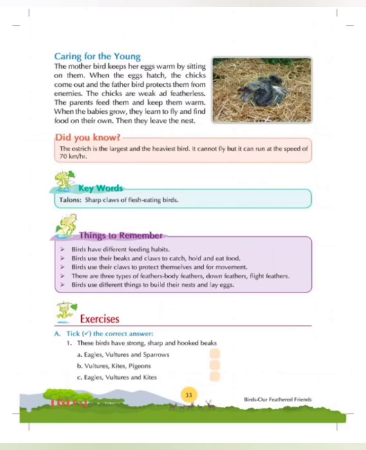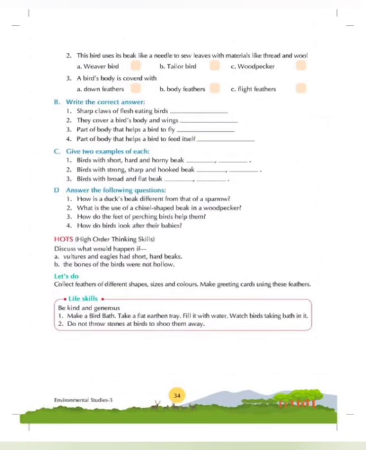Tick the correct answer. For each question, 3 options are given. We have to tick the correct option. Question number 1. These birds have strong, sharp and hooked beaks. A. Eagles, vultures and sparrows. B. Vultures, kites, pigeons. C. Eagles, vultures and kites. We know that strong, sharp and hooked beaks are found in carnivorous birds which feed on small animals. So, option number C is the correct answer. Eagles, vultures and kites have strong, sharp and hooked beaks.